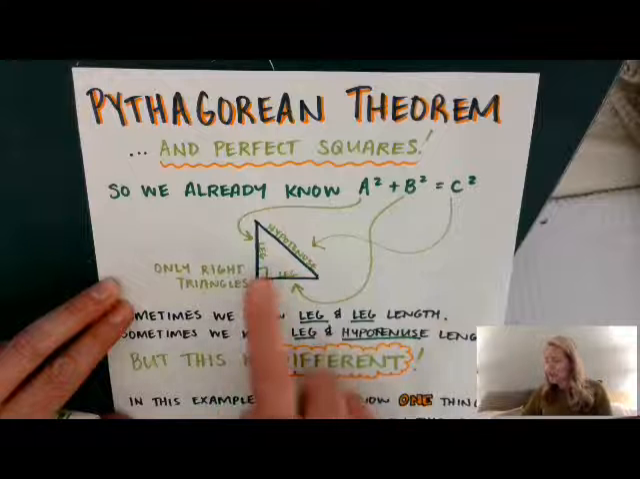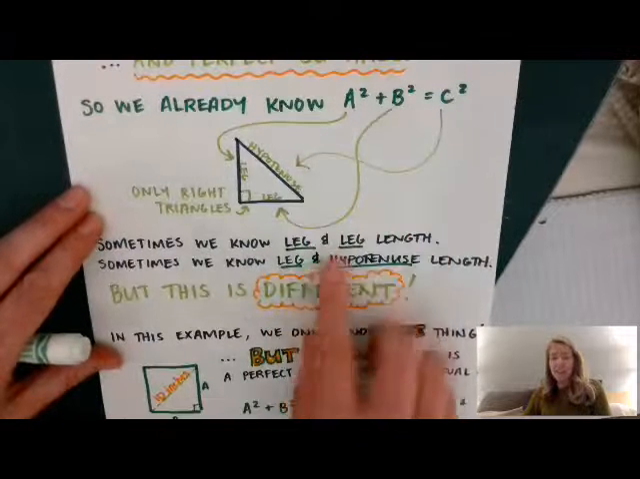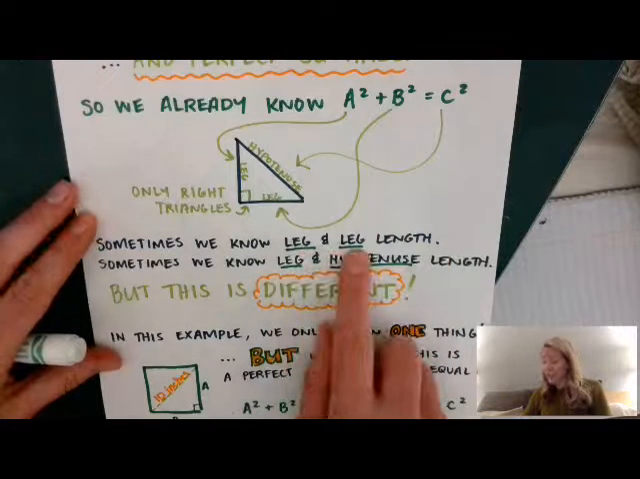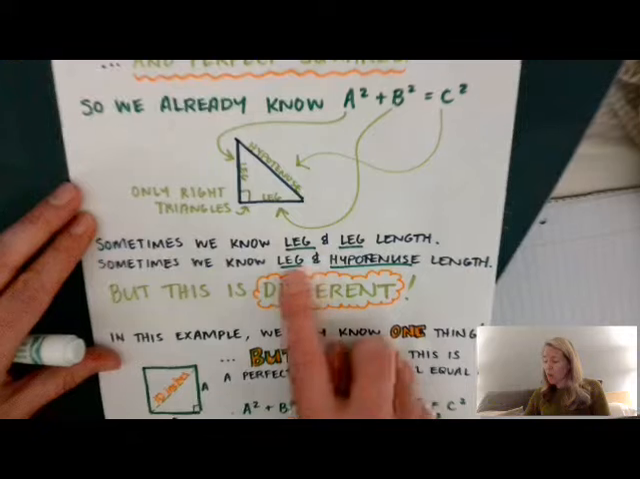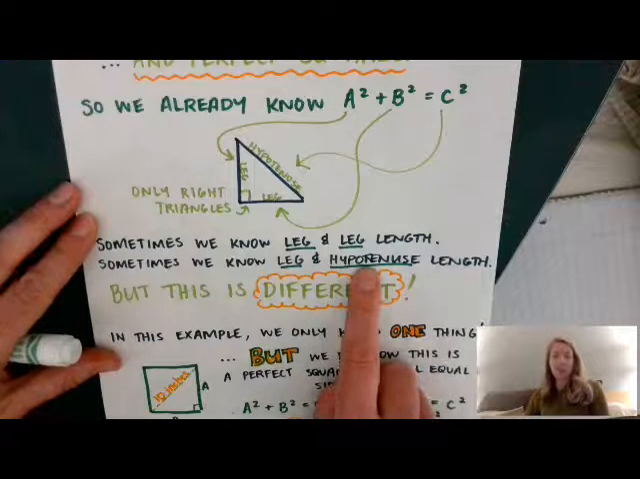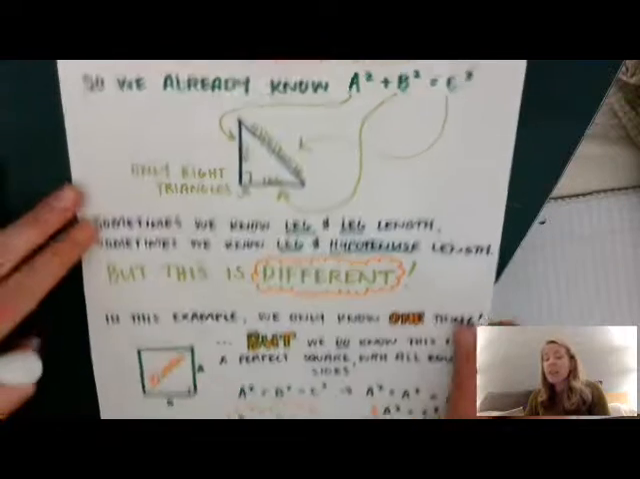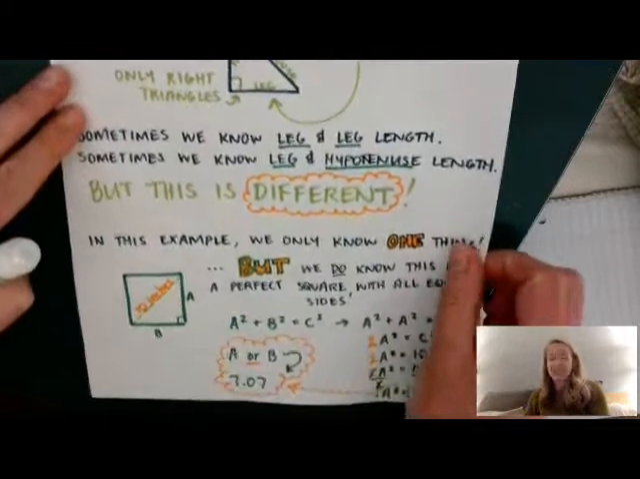Okay, so we apply that in lots of different problems. They'll give us maybe a leg and a leg, and we have to find the hypotenuse. Or maybe they'll give us one leg and the hypotenuse, and we have to find the other leg. So those are the kind of problems that we're really used to when we do the Pythagorean theorem. But this kind of problem is just a little bit different, okay?